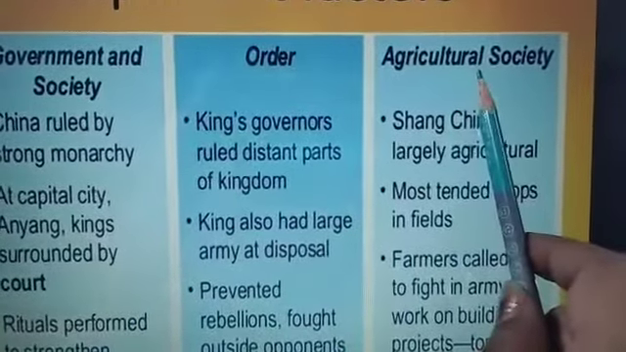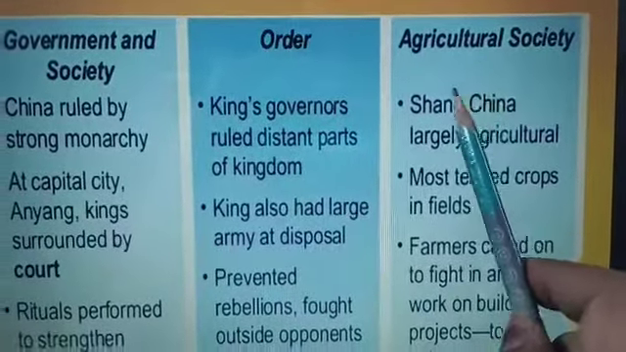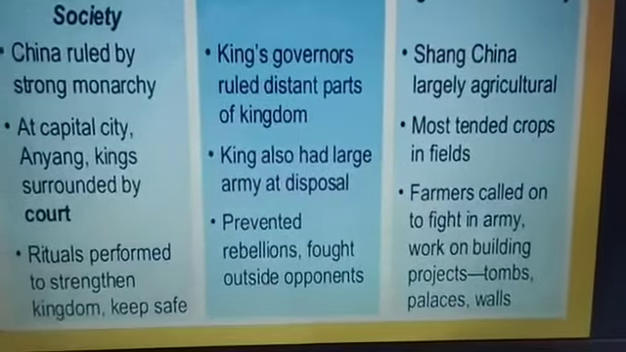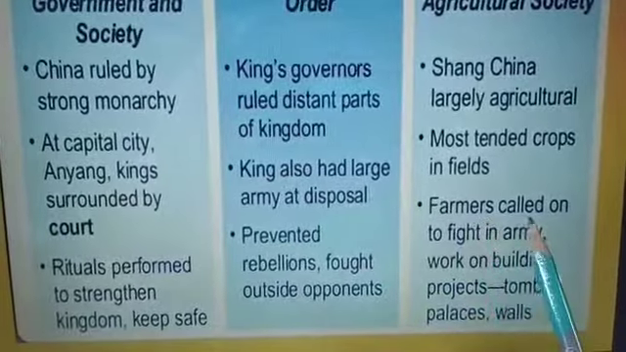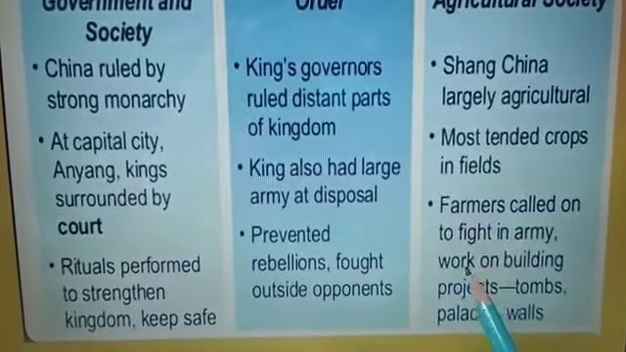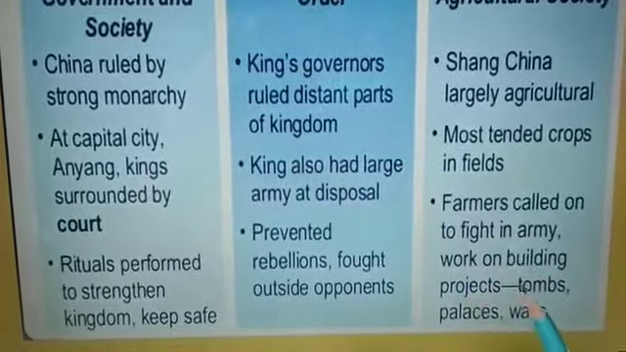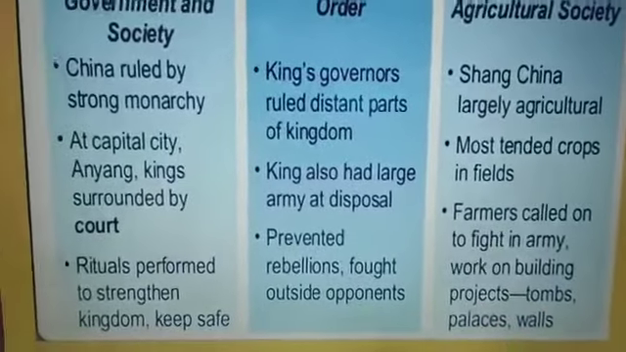The agricultural society. Agriculture was the utmost occupation of the people of China. Farmers were called on to fight in the army and to work on building projects, tombs, palaces, and walls.